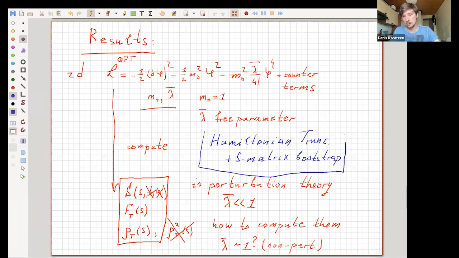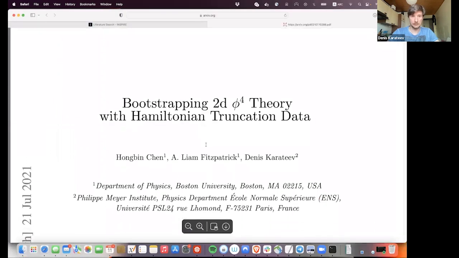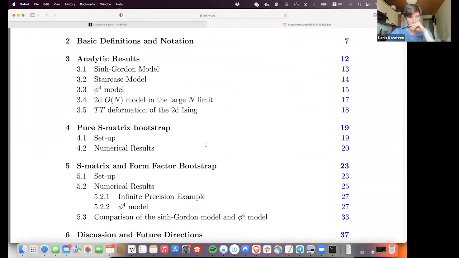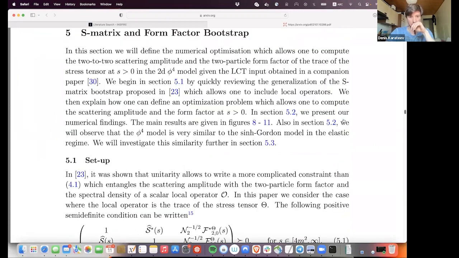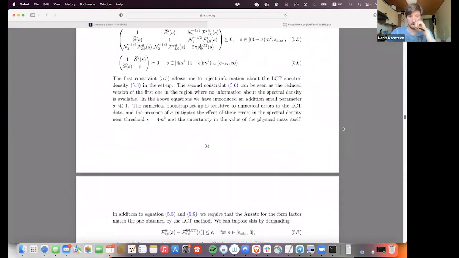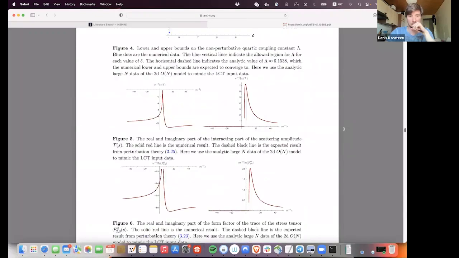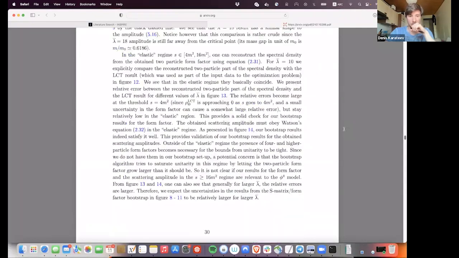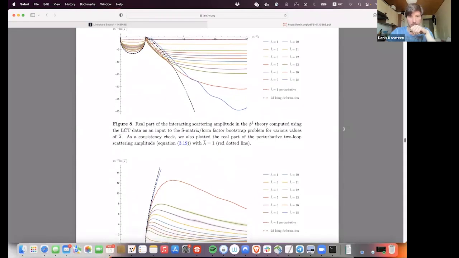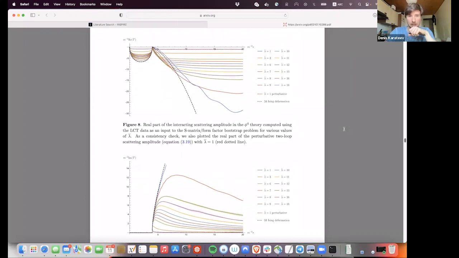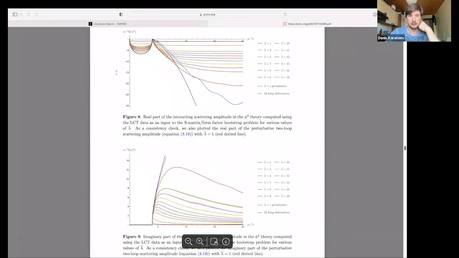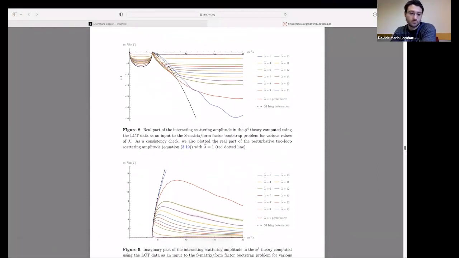I will not have time to talk about this work, but I will just show you the result. Can you see the paper now? The two plots on the screen. Yeah, I think everyone can see. Excellent.